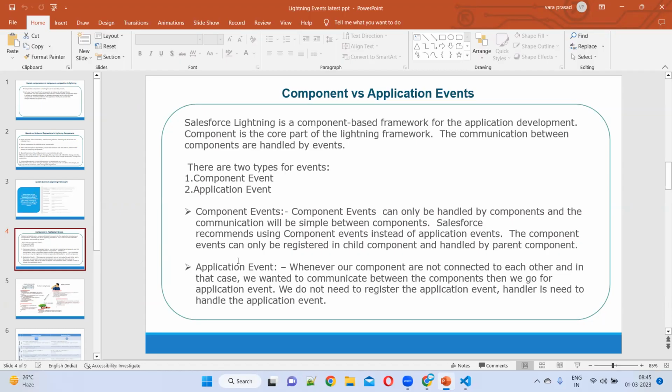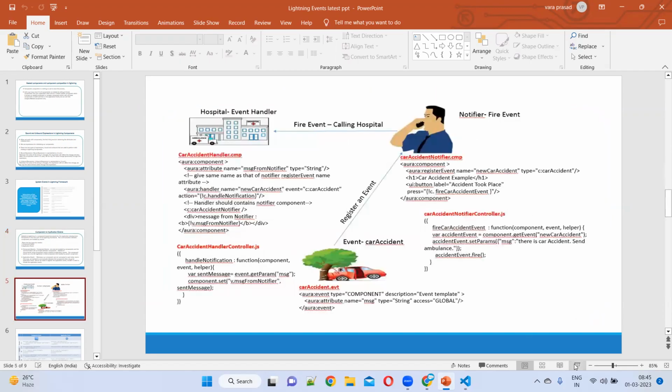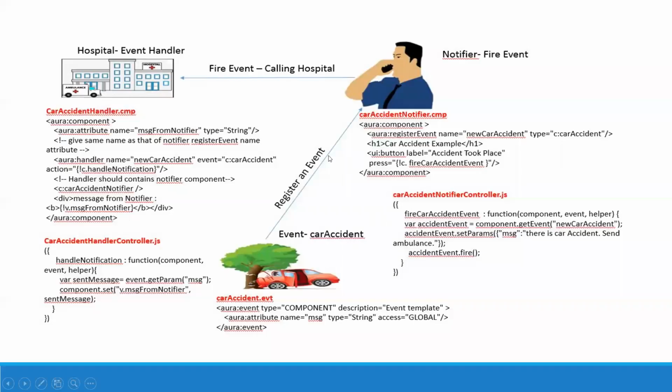Okay, madam. So first of all, what is an event? I will give you an example here. This is called an event. What event happened here? Accident. So this is the event that happened.